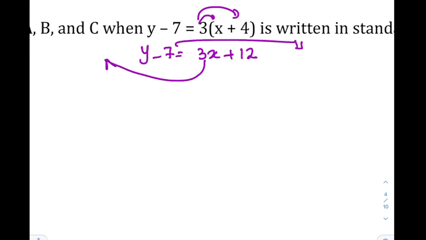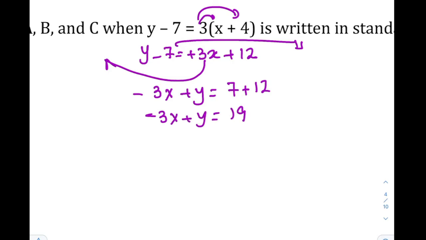Remember, when you move from side to side, reverse the sign. Plus y comes down, negative 7 goes to the other side, 7 plus 12, which is 19. Now, negative 3x plus y equals 19. Now, this is not standard form since this is negative. So what shall I do?